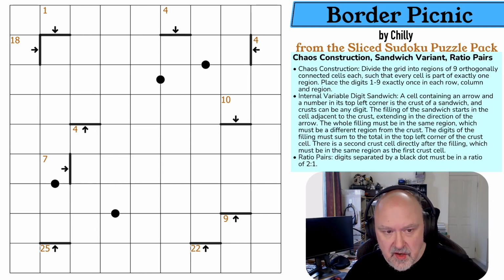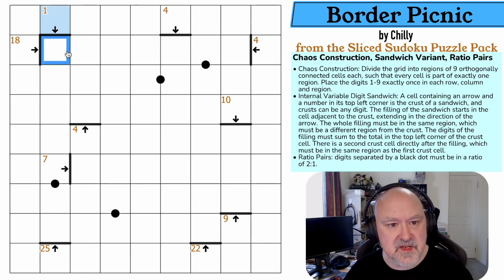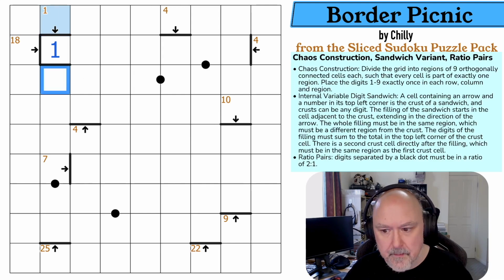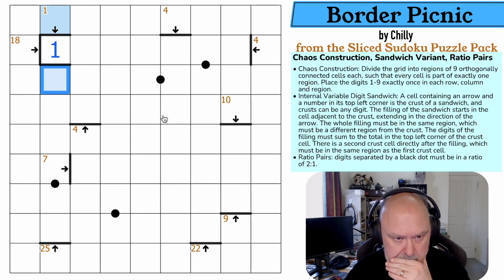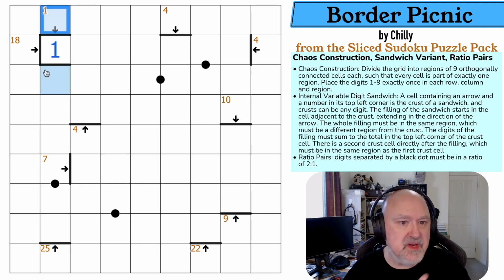And where I think I want to start is probably this cell here, because this is the crust of a 1 sandwich. So there must be a 1 in the sandwich. There must be another region border to end it. And then this next cell here must be blue. So these are in the same region, but we don't know what the crust could be. It could be anything.